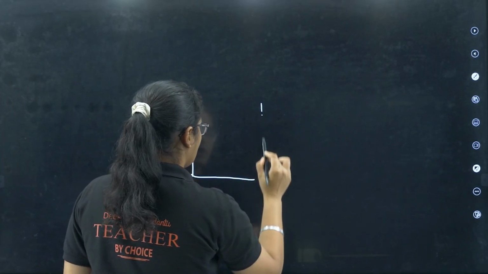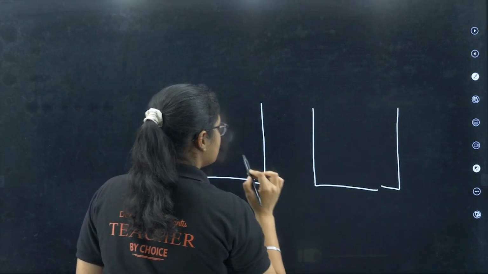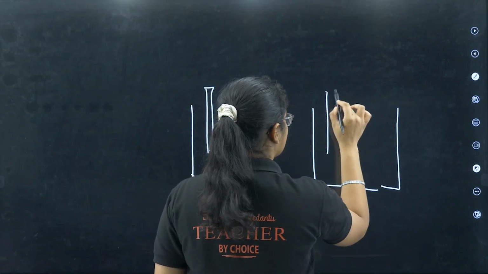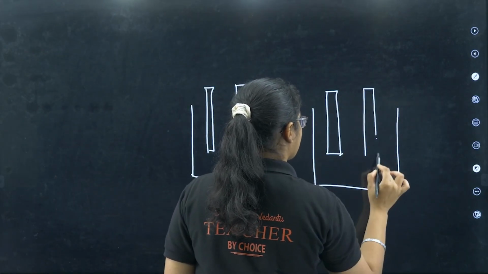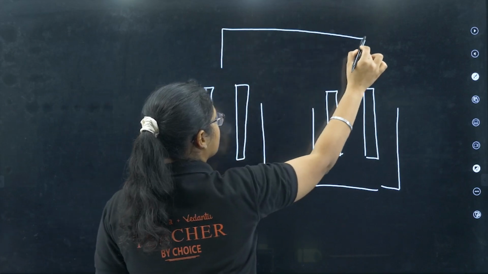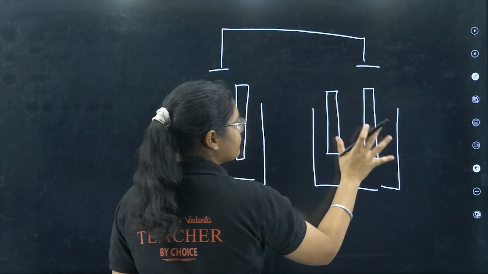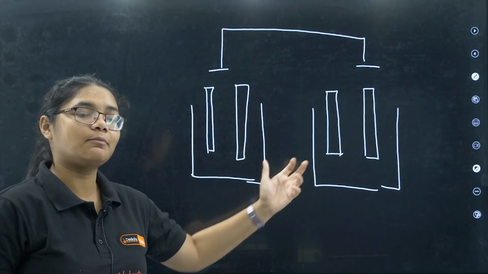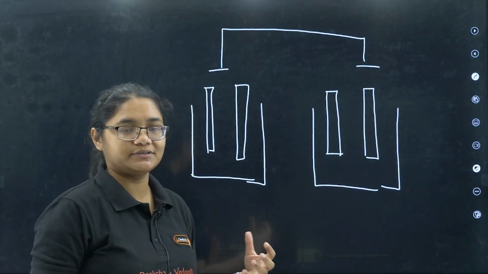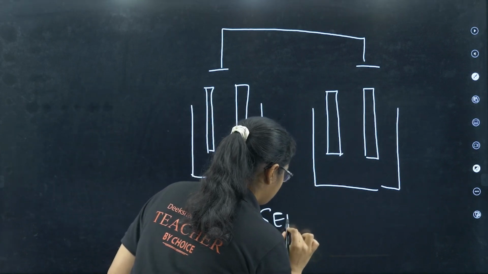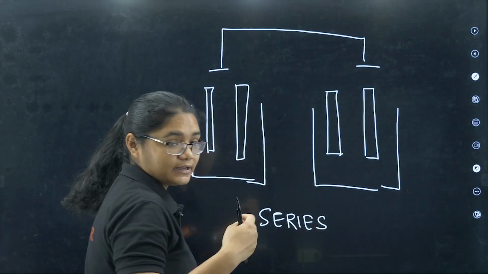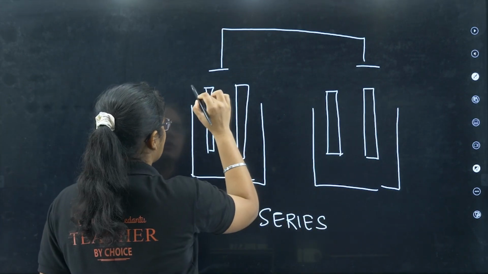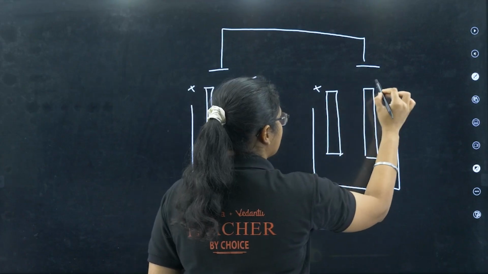Suppose I have 2 chambers. Here you have electrodes and here you have electrodes. Now you have connected them and you are passing the same amount of current to both of them. When we pass the same amount of current, what do we call this type of connection? This is your series connection, right? You might have studied it in resistance, when calculating the effective resistance. This is anode, this is cathode, this is anode, this is cathode.